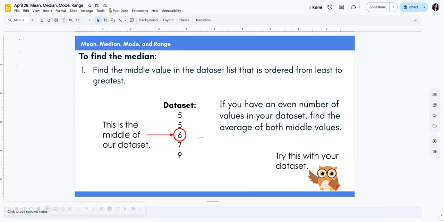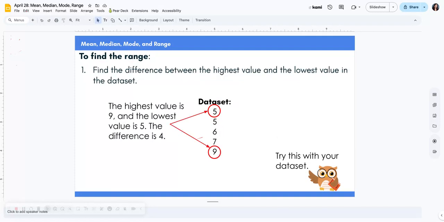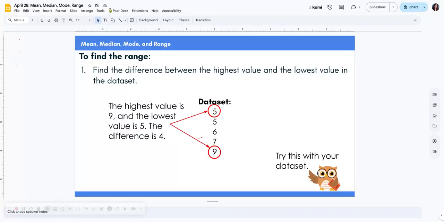The median is the middle number in my data set. So it's 6. And then my mode is 5 because it appears the most in my data set. My range is going to be, remember, the subtraction, the difference, so it's going to be 9 minus 5, which is going to be 4.